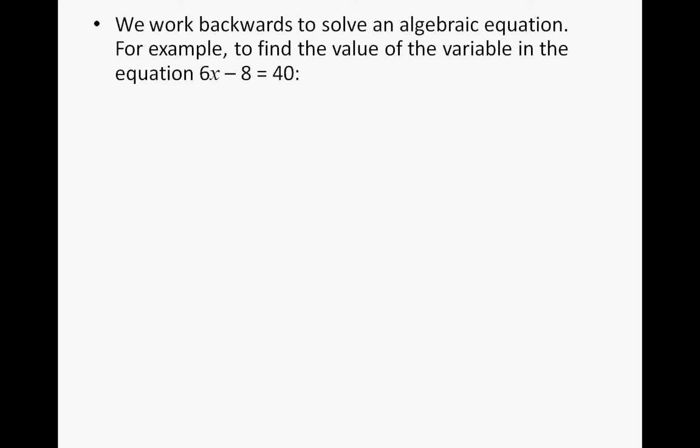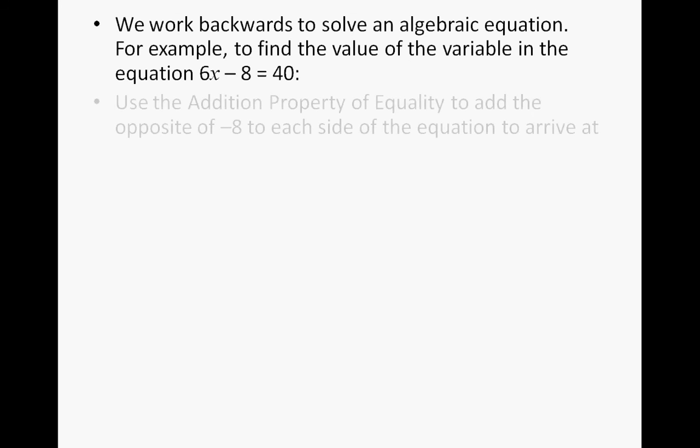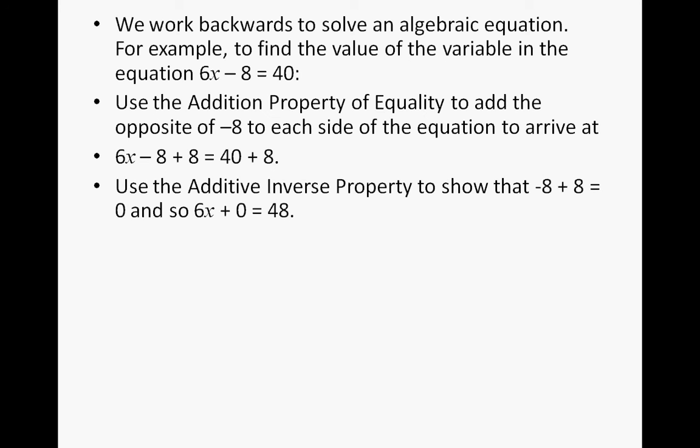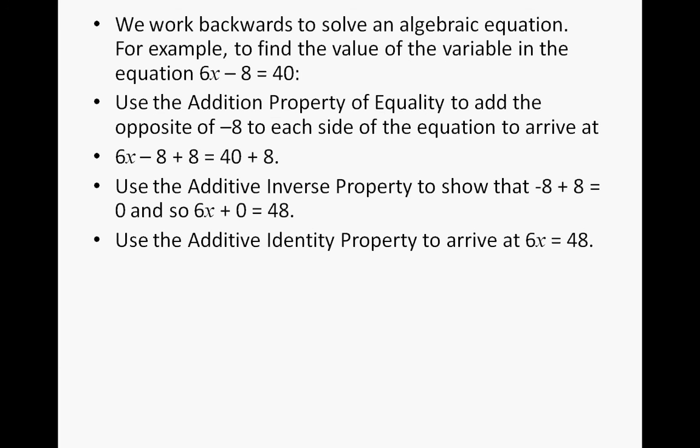Basically, we work backwards to solve an algebraic equation. For example, to find the value of a variable in the equation 6 times x minus 8 equals 40, we use the addition property of equality to add the opposite of negative 8 to each side of the equation to arrive at 6x minus 8 plus 8 equals 40 plus 8. Using the additive inverse property to show that negative 8 plus 8 is equal to 0, so therefore 6x plus 0 equals 48. Use the additive identity property to arrive at 6x equals 48.